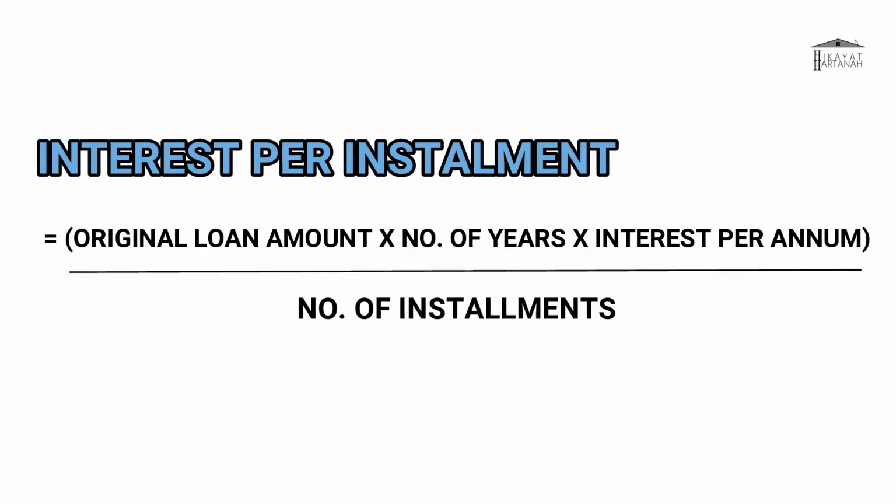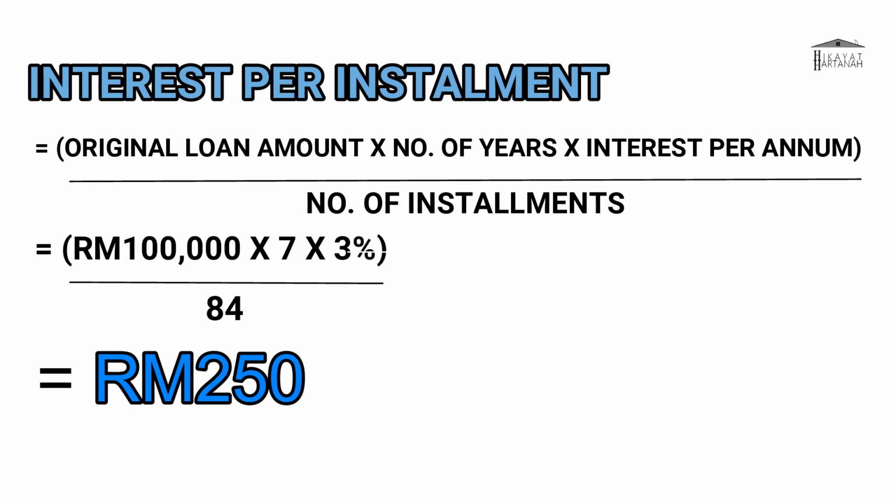To calculate the interest, we use this formula: original loan amount times number of years times interest per annum, the whole amount divided by the total number of installments. If you fill in the numbers given earlier and punch it into your calculator, it will yield 250. This is how much interest you are paying a month.